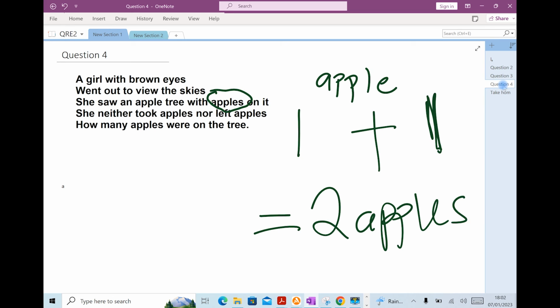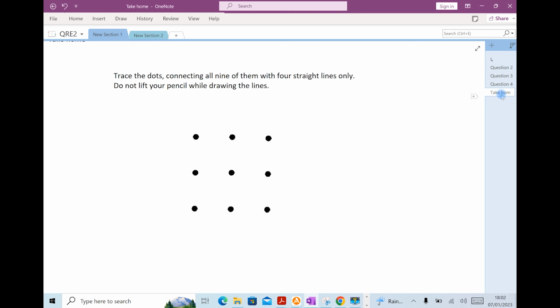So somehow we've ended up solving this puzzle because, well, she didn't take apples. She took an apple. And she didn't leave apples. She left an apple. So that's solved. And then she saw apples on the tree, which means what? It's plural, two apples she saw on the tree initially. So yeah, that was it. Did you get it the first time? Let me know in the comment section below.